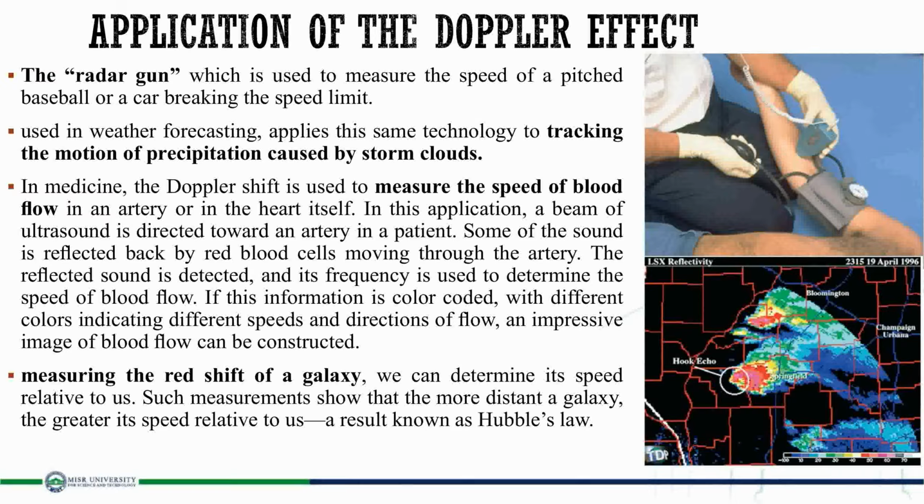Look at that scary red and hook-shaped area labeled hook echo. That specific rotation often signals a tornado is forming. Wow, so the Doppler shift actually helps spot tornadoes.